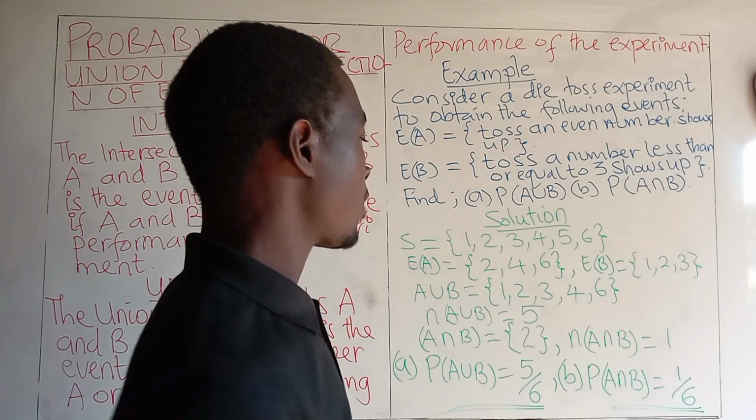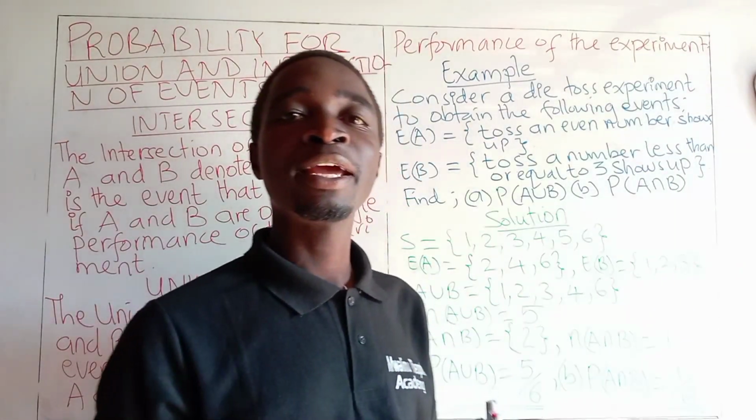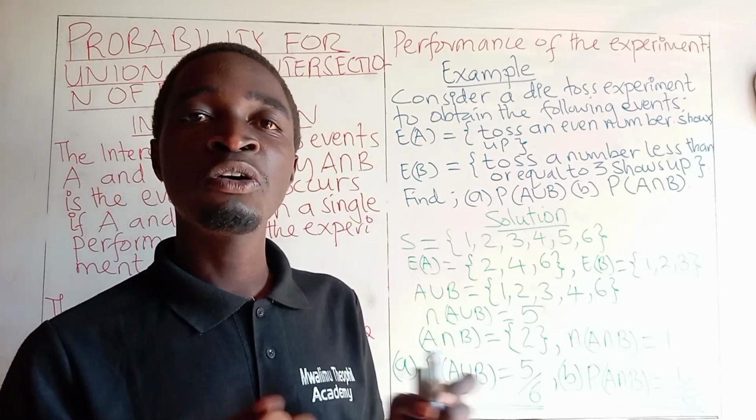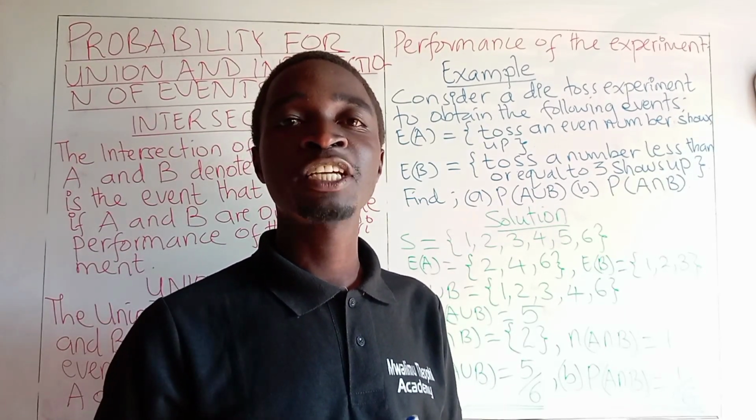So this is the way we deal with union and intersection of sets or events with an association to the probability.